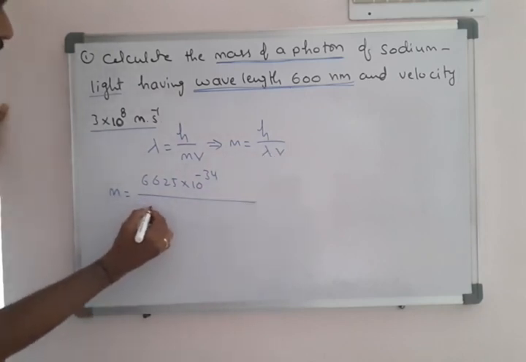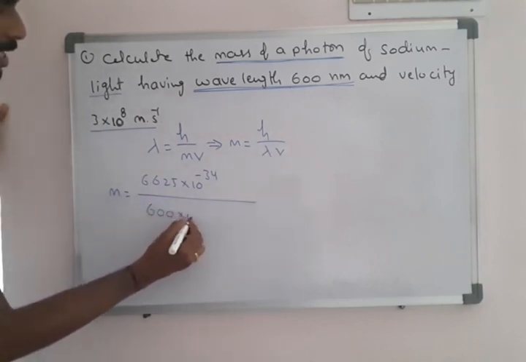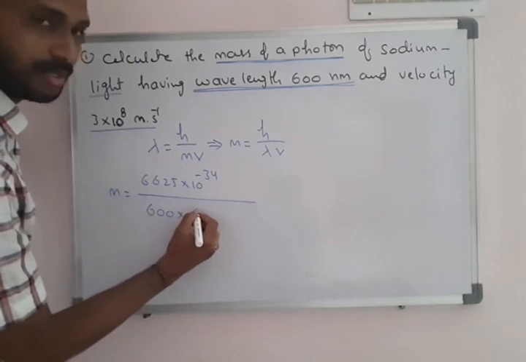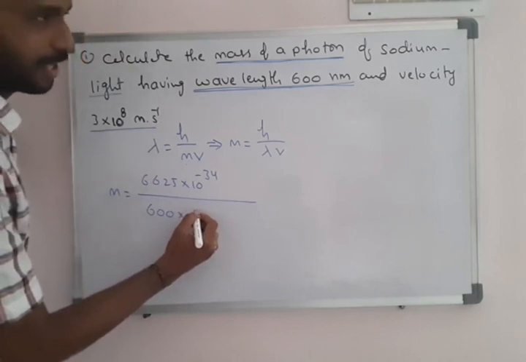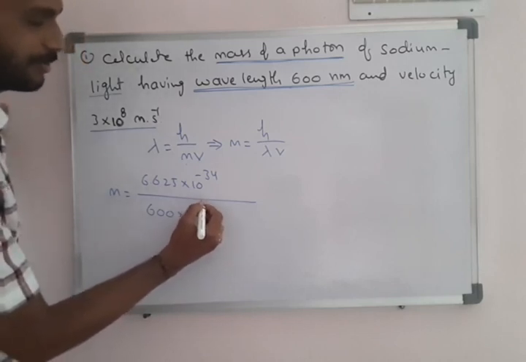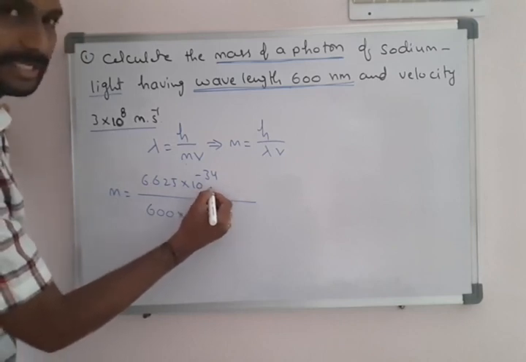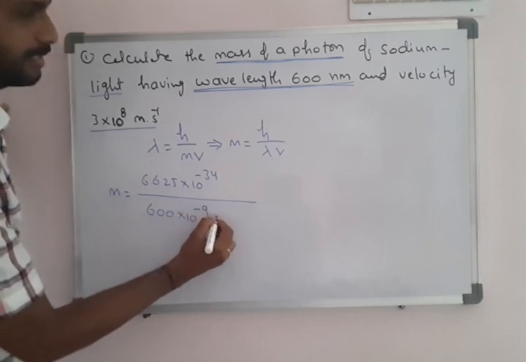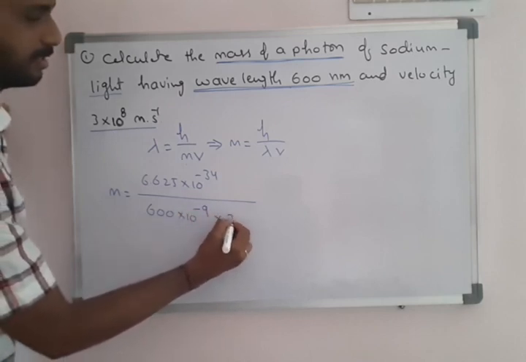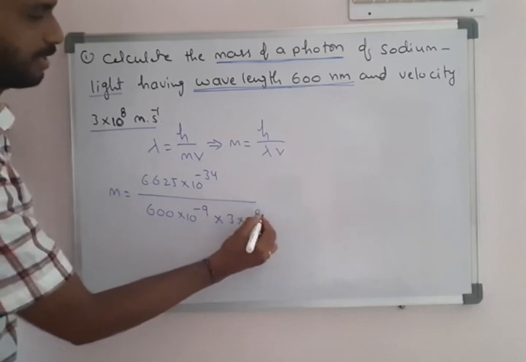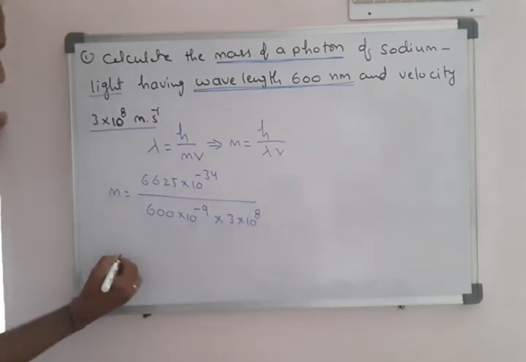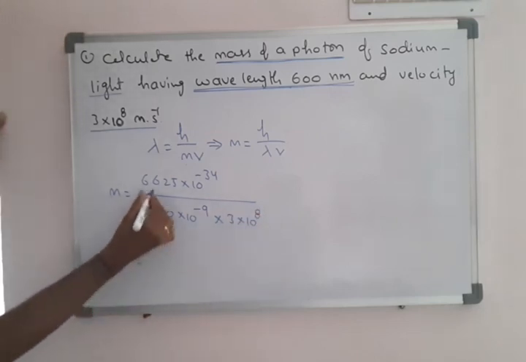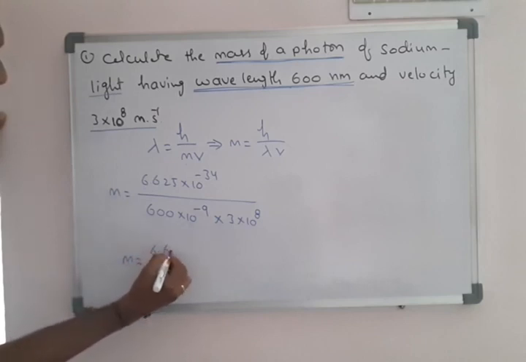What is the lambda? 600 nanometers. We never do the calculation in terms of nanometers. We convert them into meters in SI units, as h is taken in joules into second. So 600 nanometers is 600 into 10 power minus 9 meters. What is the velocity? 3 into 10 power 8. So what is the mass now? Here 6.625.